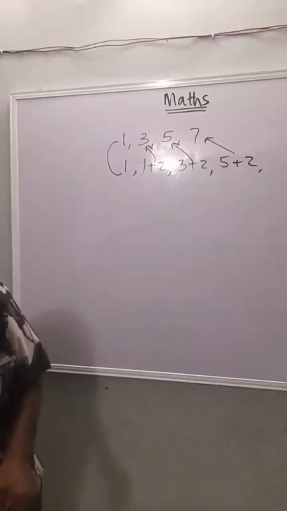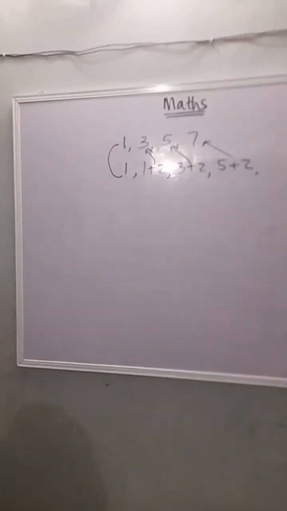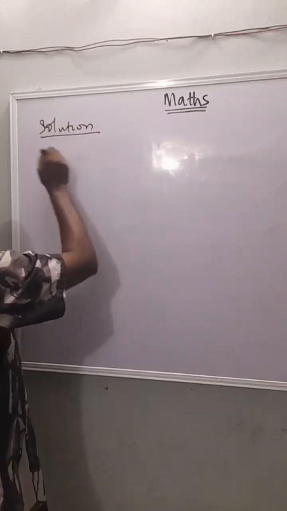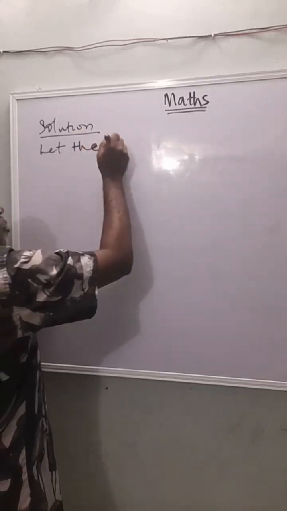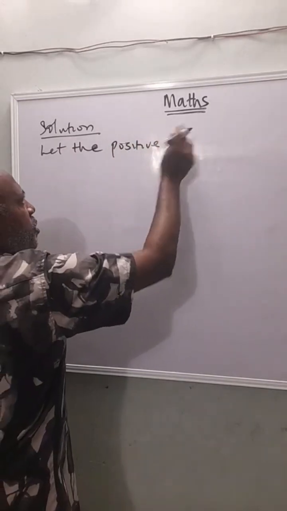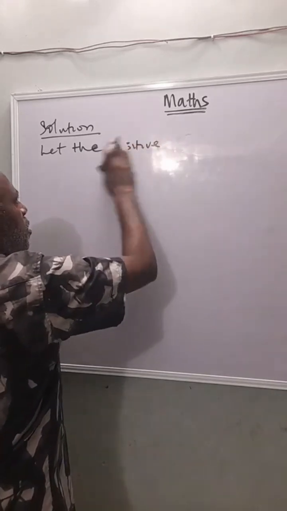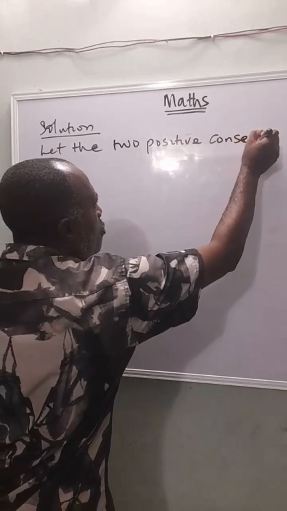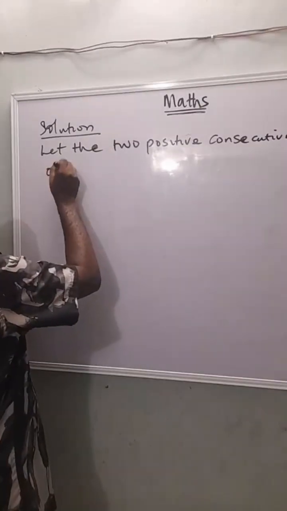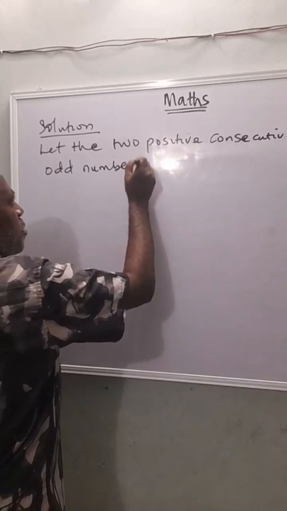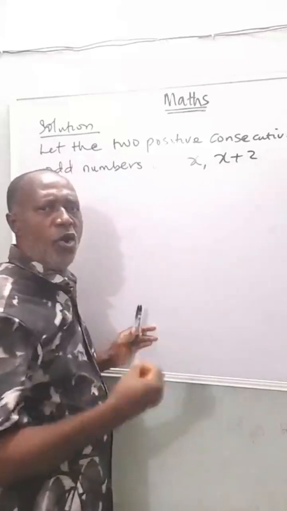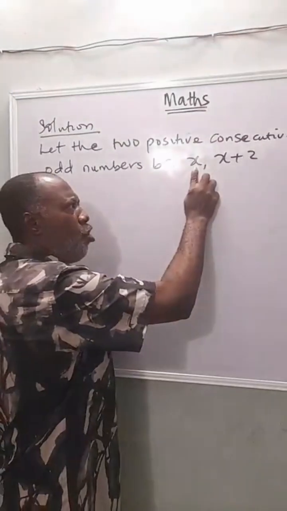Without wasting much of our time, I'll quickly erase this. So the solution to this question will be: let the two positive consecutive odd numbers be, if the first one is x, the second one is going to be x plus 2. I don't know what that odd number is, but let's assume that the first odd number is x. I'm going to add 2 to x to get the second odd number.